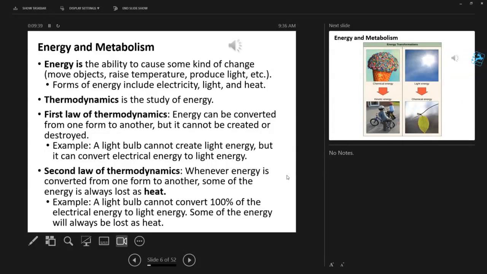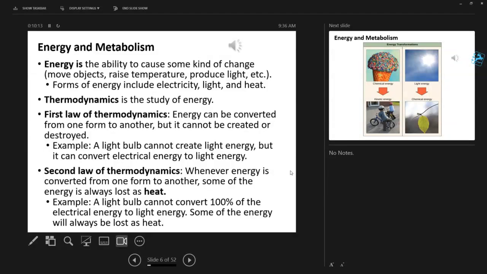So a couple of fundamental laws of thermodynamics. Energy can be converted from one form to another, but cannot be created or destroyed. I kind of mentioned that a minute ago. Energy doesn't get used up. It doesn't disappear. It's just converted from one type to another. So that's what an electric light bulb does. It converts electrical energy into light energy. An electric motor converts electric energy into energy of motion.